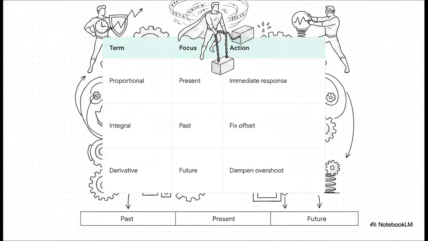It responds immediately to current errors, giving a correction that's directly proportional to how far off the system is right now. Integral, on the other hand, remembers the past. It accumulates error over time to fix any of those persistent, annoying little offsets that the proportional term just can't quite shake on its own. And then derivative is always looking to the future. It analyzes how fast the error is changing to anticipate and dampen any potential overshoot.